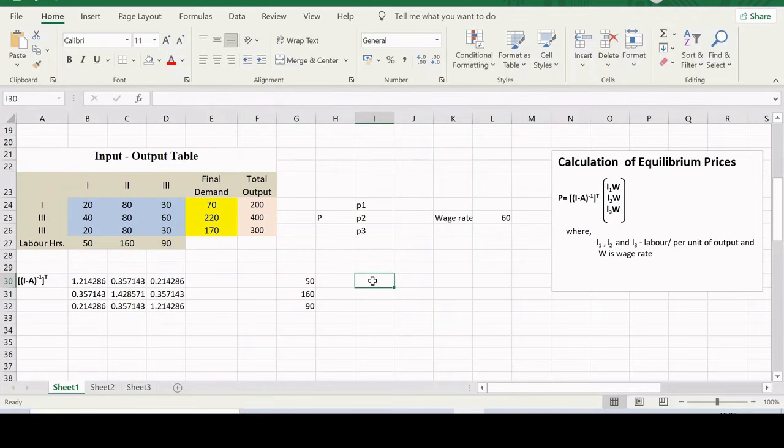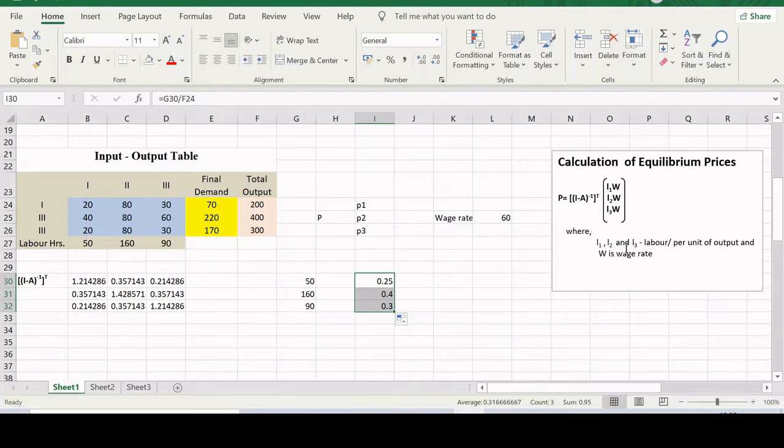So to find out how much the labor hours requirement will be to produce a single unit of output, or per unit of output, we have to divide this total labor requirement by the respective output of each sector. So total labor hours divided by the total output of sector 1. Press enter, and now you can drag this formula to get the other elements of this matrix. So we got the values of L1, L2 and L3, that is the labor hours per unit of output.